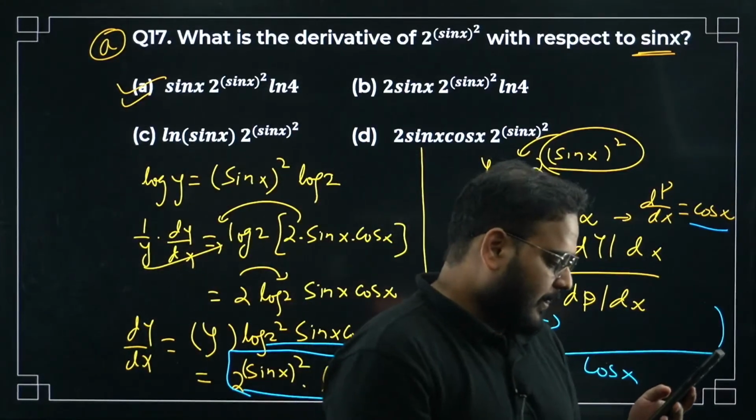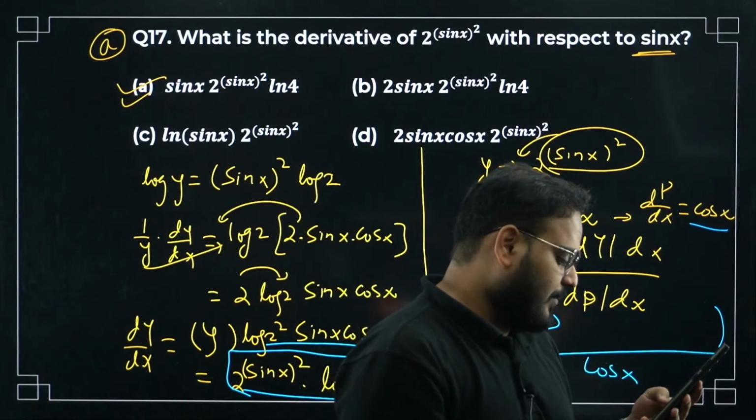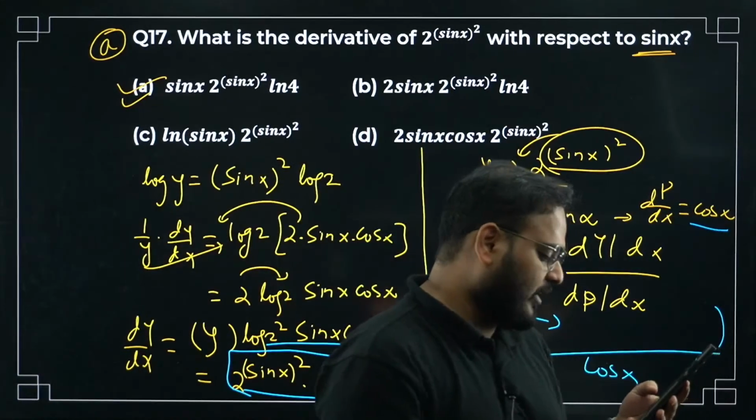Now, sir, how much marks is required in KCET for getting rank below 10,000 in boards? I got 240. Please say, sir.